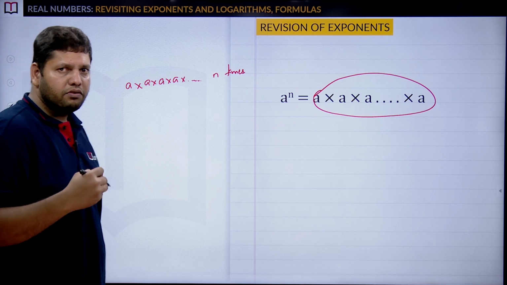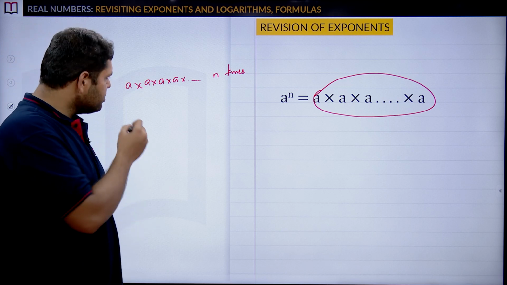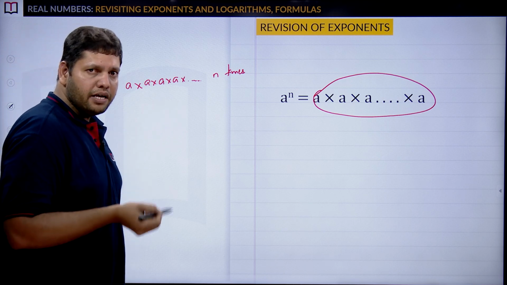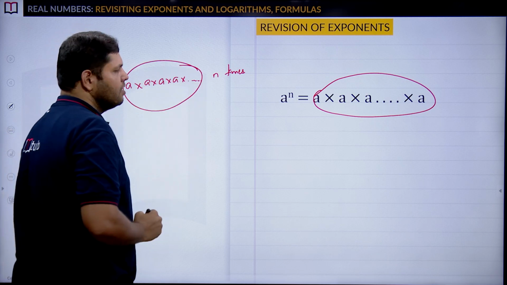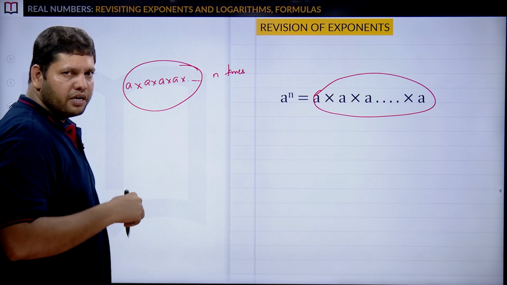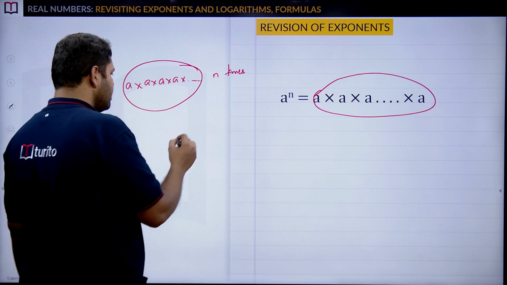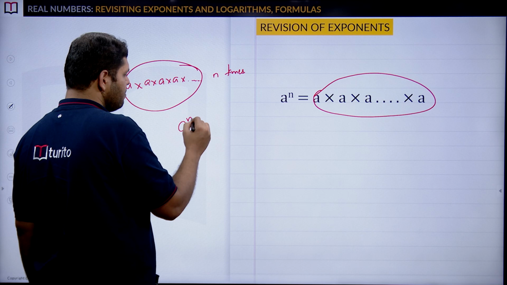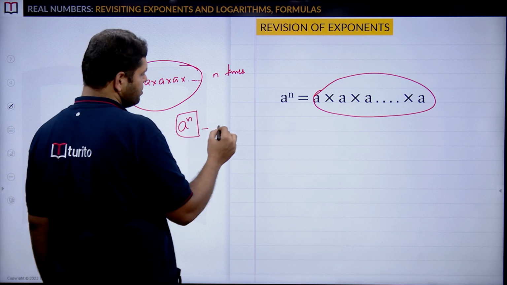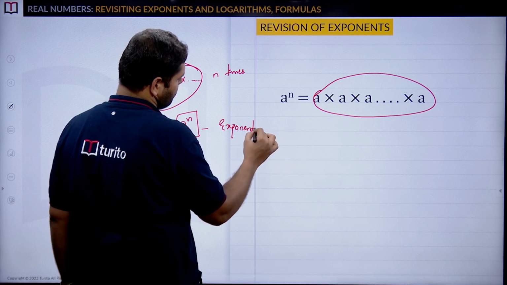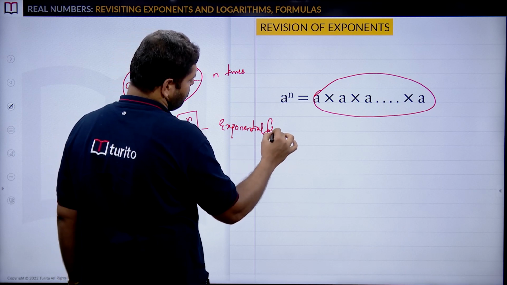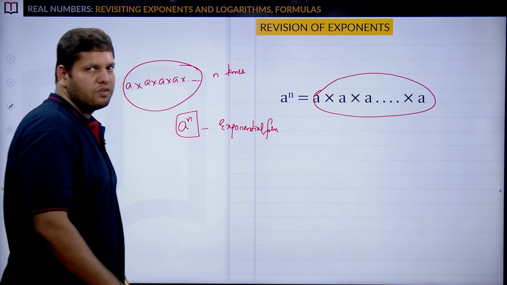So a is repeating n times, and all these n a's are multiplied together. This is generally called the expanded form. The same multiplication, if you write it using exponents, how can we write it? We can say a power n. So this is called the exponential form. Are you getting my point, children? This is called exponential form.